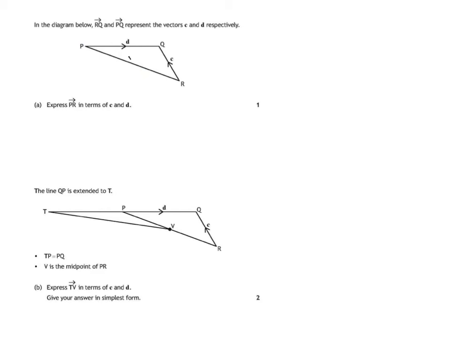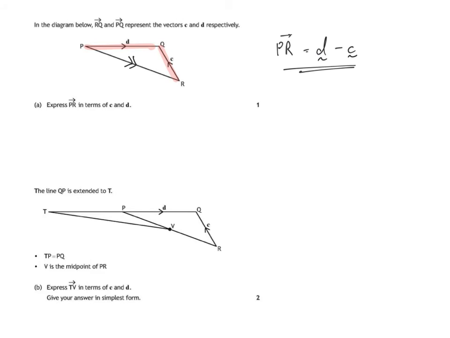So I've been asked to find this guy here, PR. Well, it's going to require me to go forwards through D. So that'll be D, and then backwards through C, so the reverse of C. So I would write that as negative C. And that's that done for 1 mark.